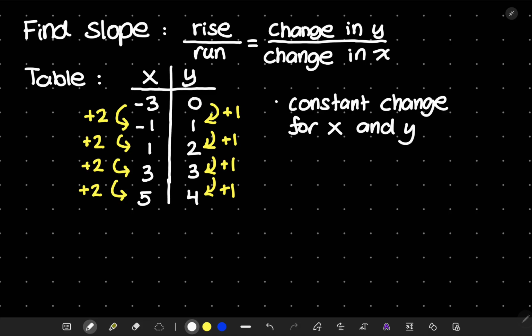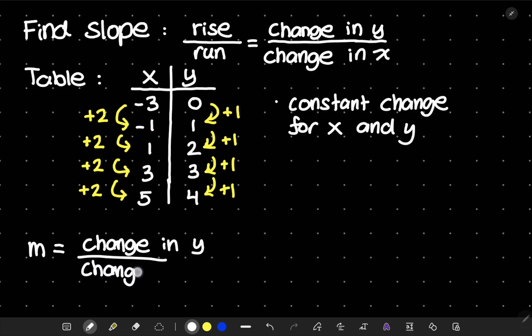Well, now, let's see if we can find the slope then. Well, slope, in the linear equation, is called m. So we're going to figure out the change in y over the change in x. So I mentioned that there's a consistent change in x and y. So we're going to look at each of them separately. So change in y over the change in x.